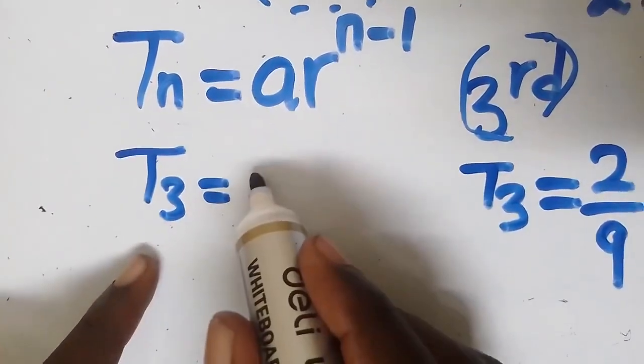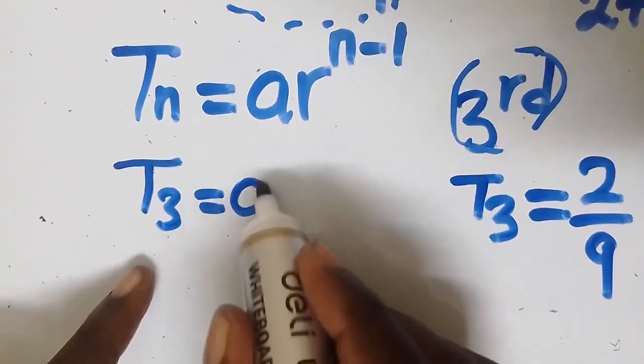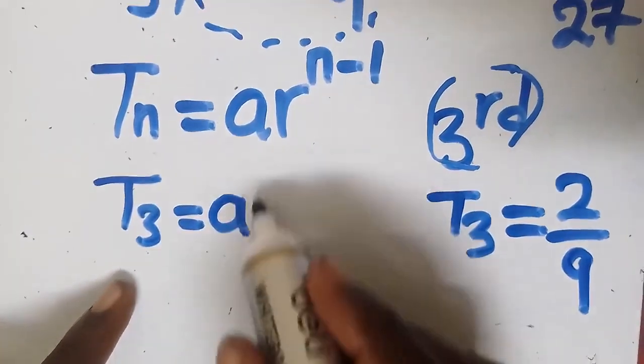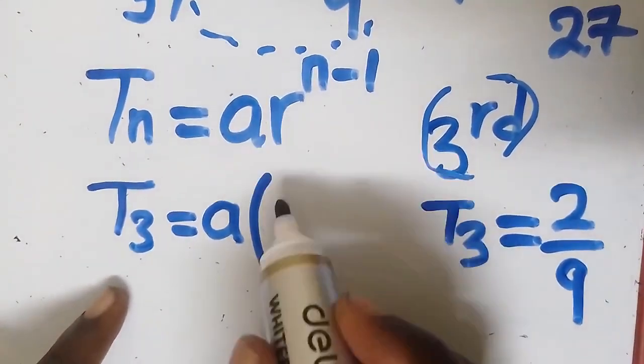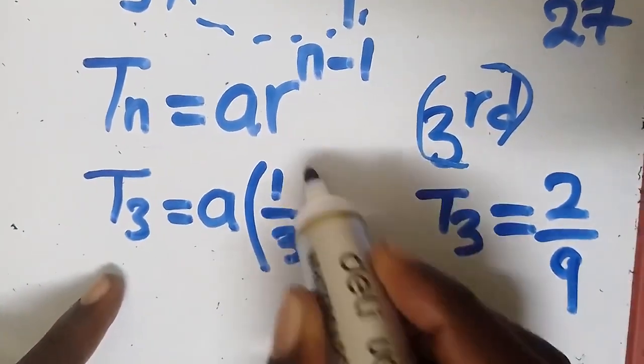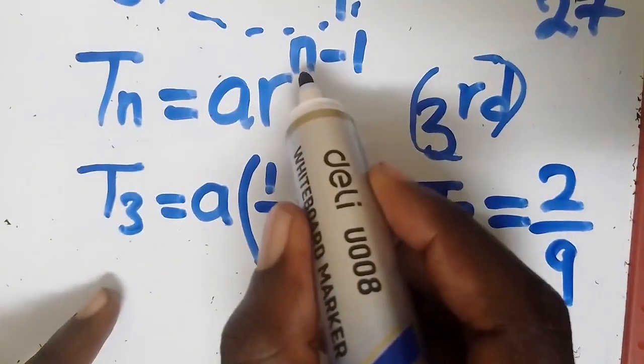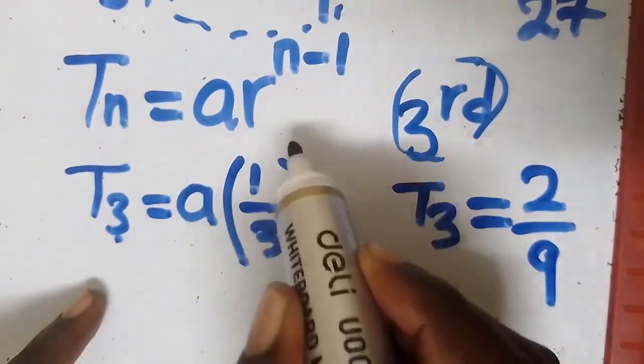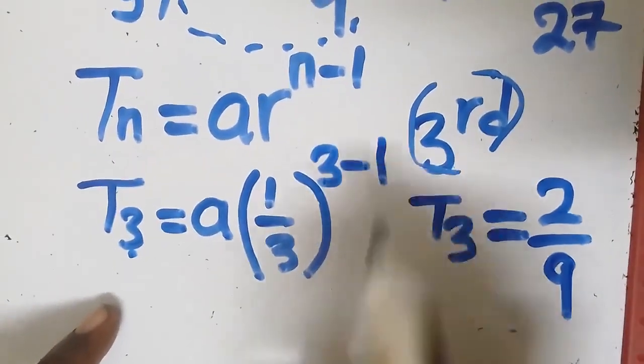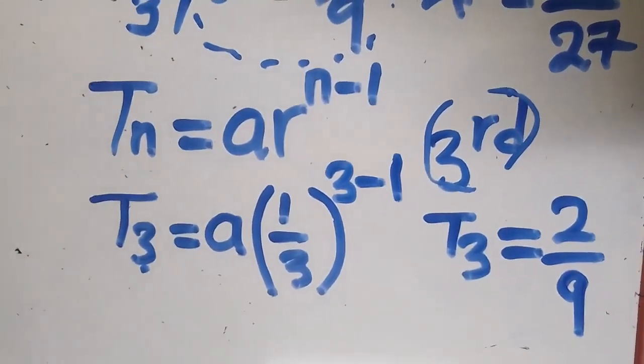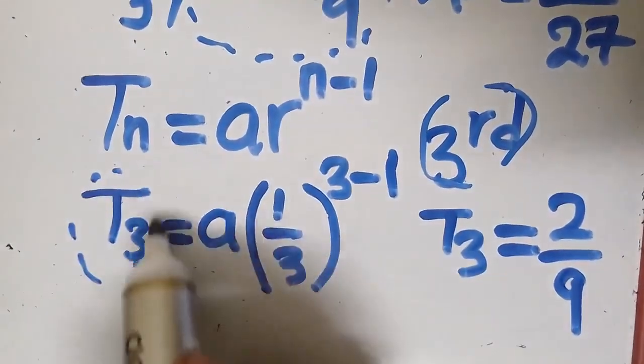So the first term is the one you want to find. What is your common ratio? We found 1 over 3. The power there is n, which is 3, so 3 minus 1. Then you know the third term, what is the third term?